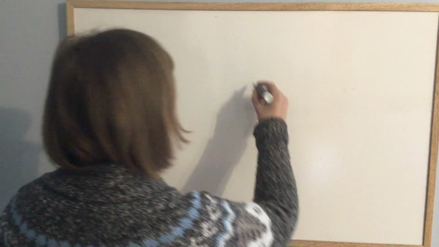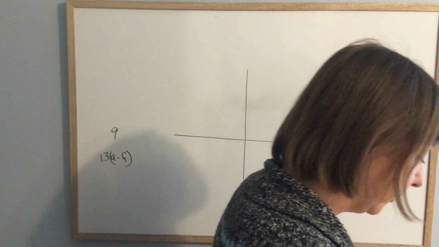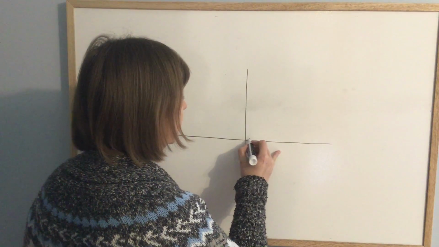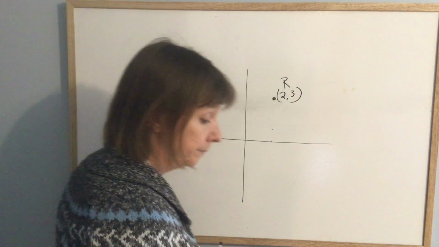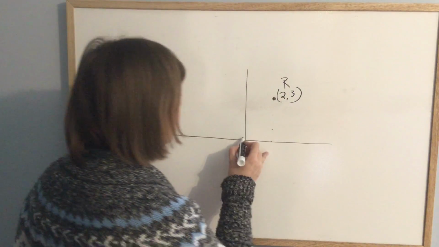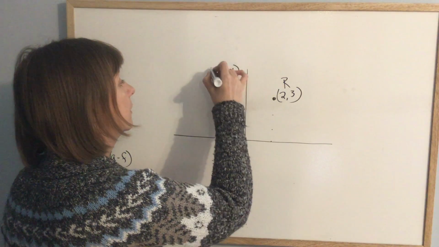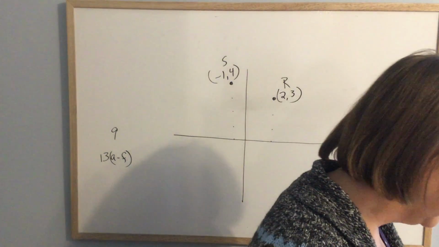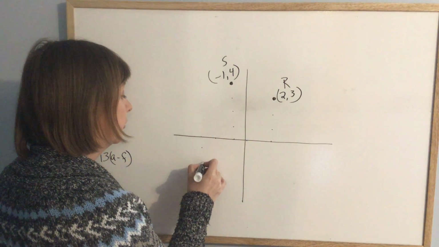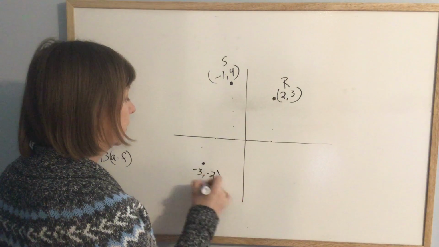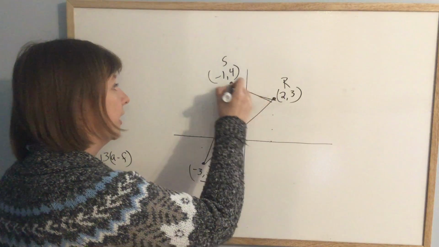Number 9. Says you have vertices at 2 and 3. That's point R. Point S is negative 1 and 4. And point T is negative 3 and negative 2. So there we go. And again, I expect, wow, I can't play connect the dots.